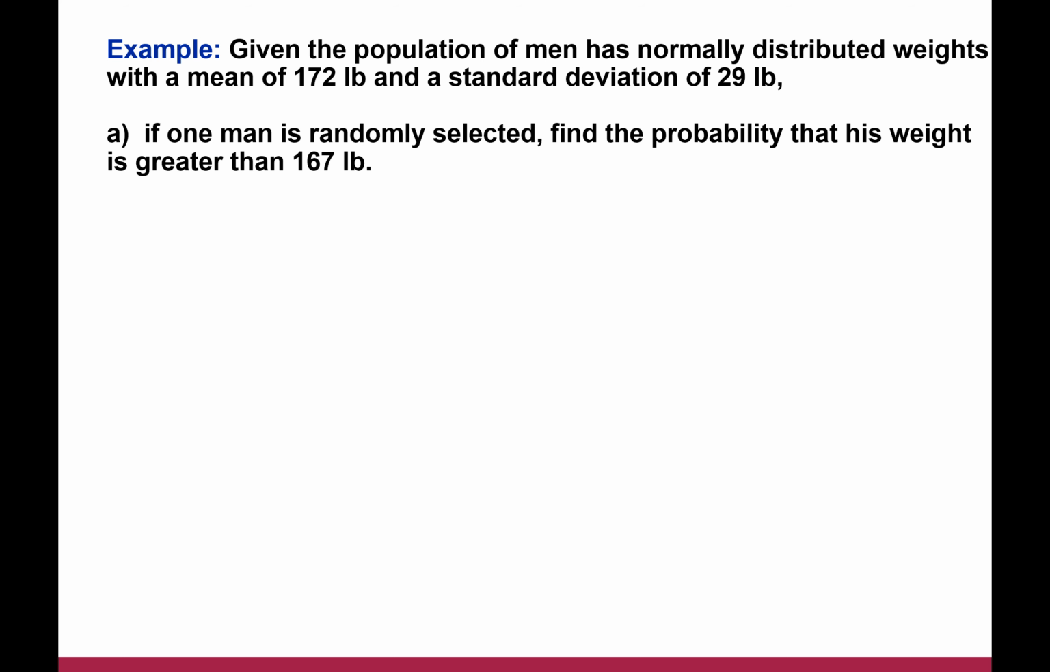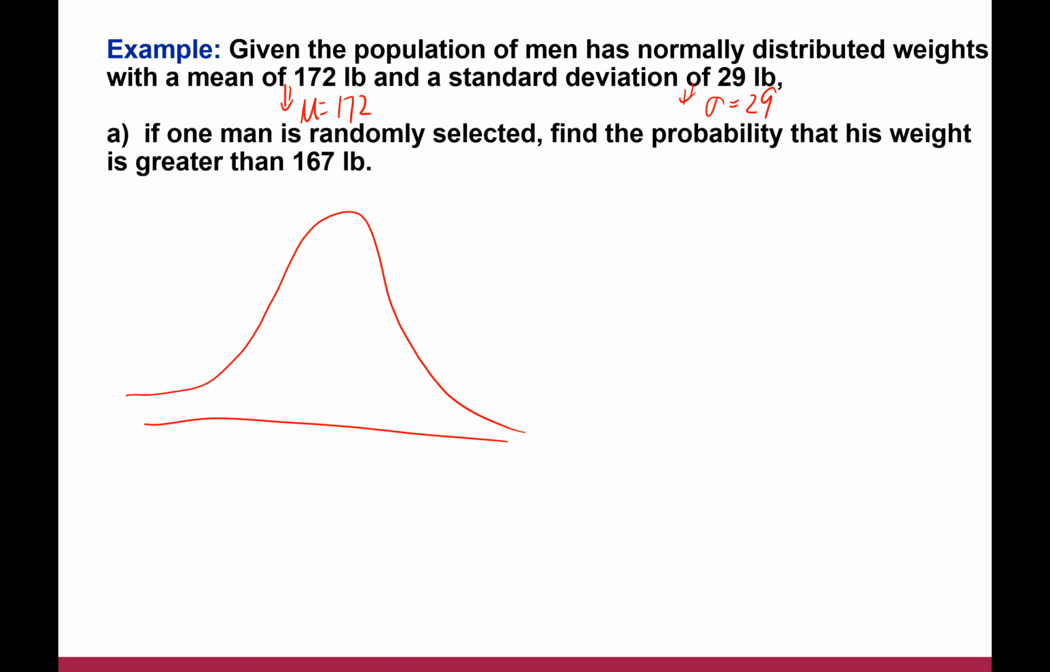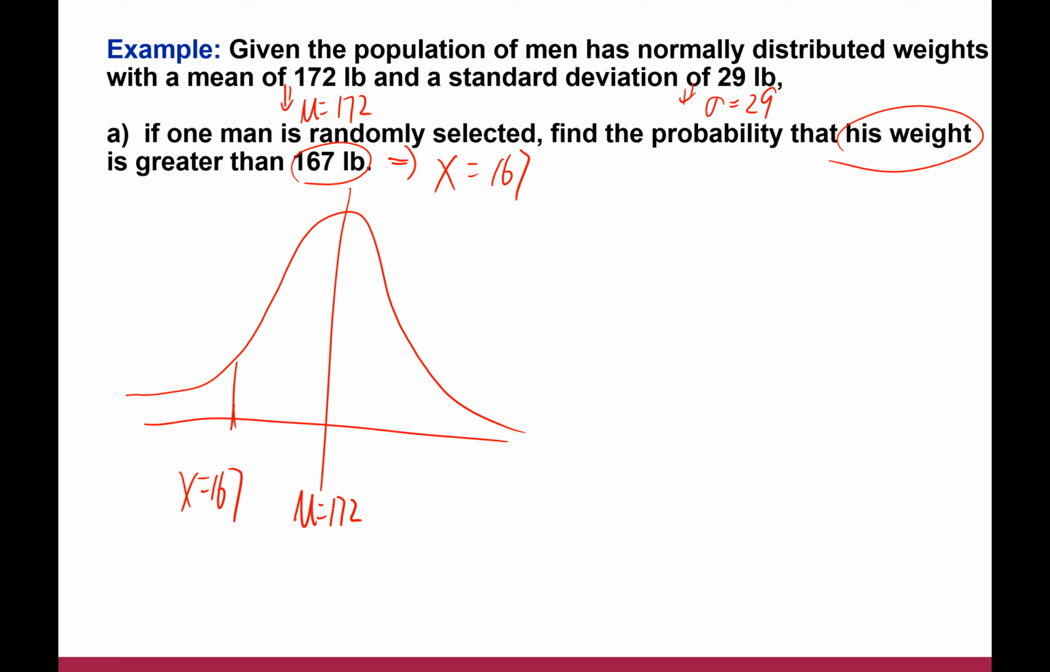So now, another example. Given the population of men has normally distributed weight with a mean of 172 pounds, standard deviation of 29 pounds. If one man is randomly selected, that means the central limit theorem does not apply here. The mean is 172, and we want the weight greater than 167 pounds, given x equal to 167. So we're looking for the area to the right.